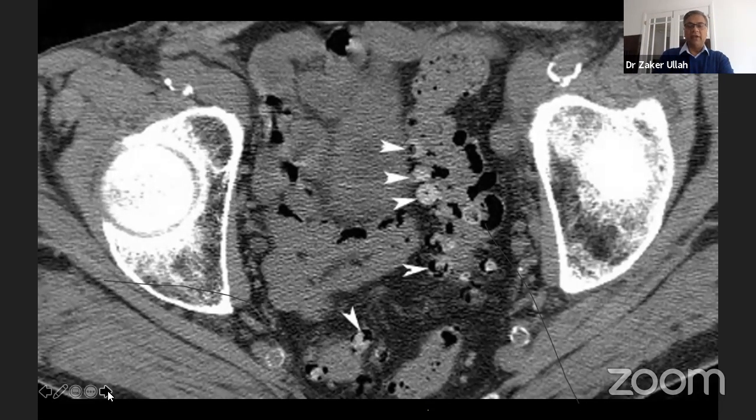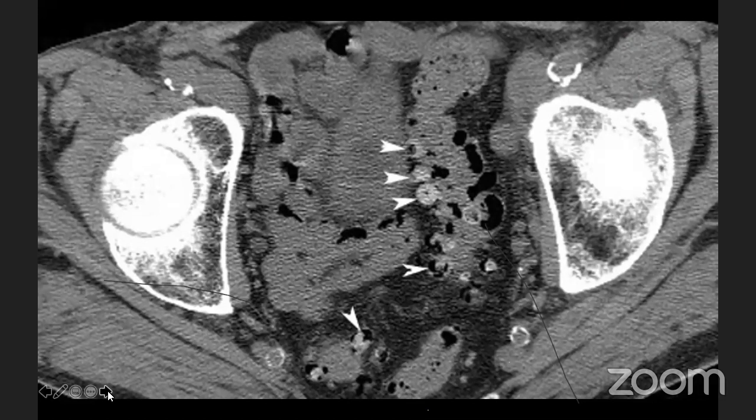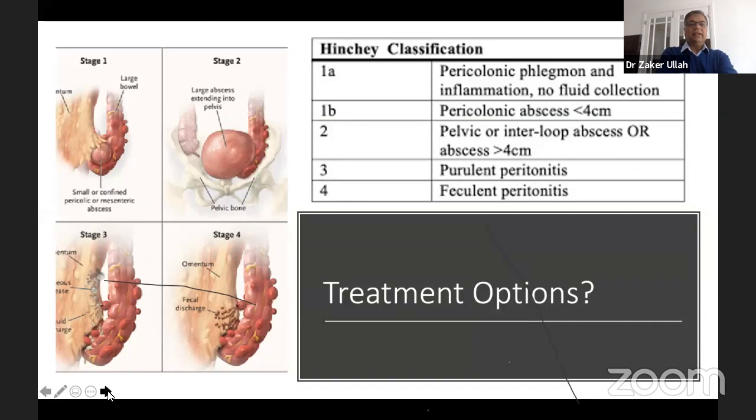Now, do you know any classification, Hinchey classification of diverticulitis? Have you heard about that? Yes, sir, I have heard that, but by the time I cannot remember it. Okay. Hinchey classification has 4 stages. Stage 1 is a small confined pericolic or mesenteric abscess. Hinchey type 2 is a large abscess extending to the pelvis, but nowhere else. Hinchey type 3 is purulent peritonitis involving the surrounding area, and the 4th one is fecal peritonitis.